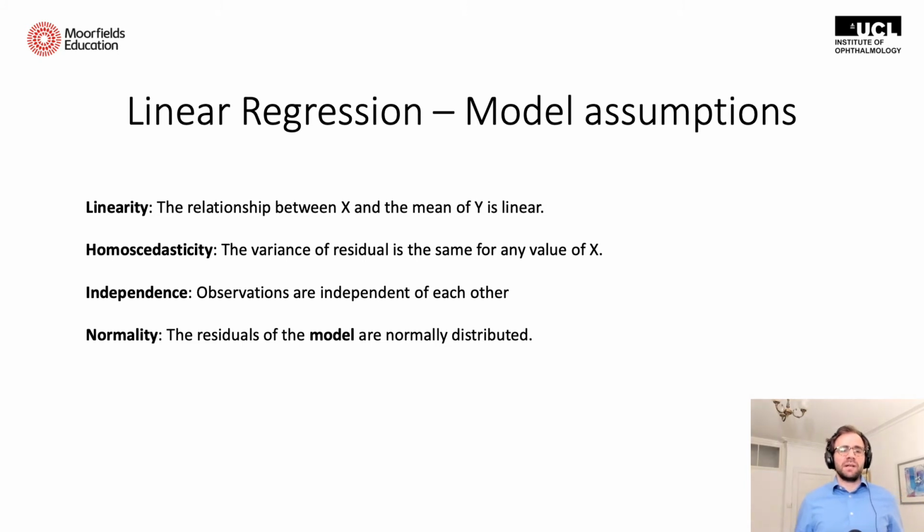Homoscedasticity, which means that the variance of the residuals when you fit them is going to be the same for any value of x. This will be clearer as we discuss later. Independence: the observations are independent from each other, they're not correlated to each other. And normality: the residuals are normally distributed. The residuals are basically the error terms. For the error terms to be normally distributed, that also assumes that the underlying data, the x and the y, are normally distributed as well.